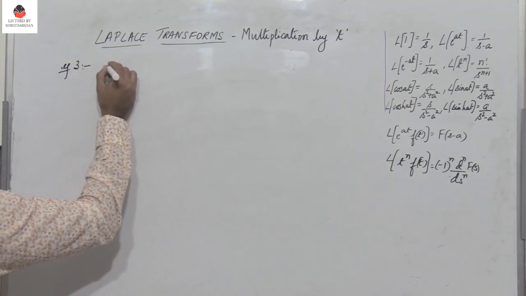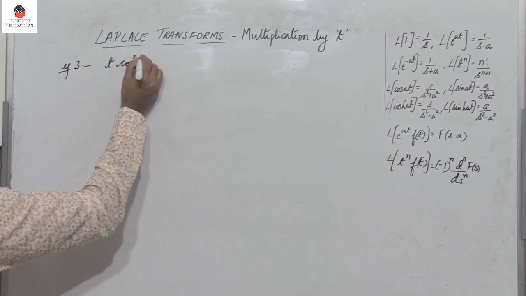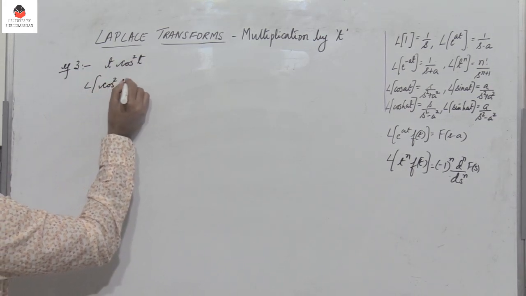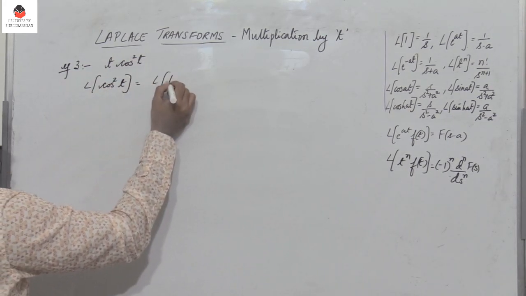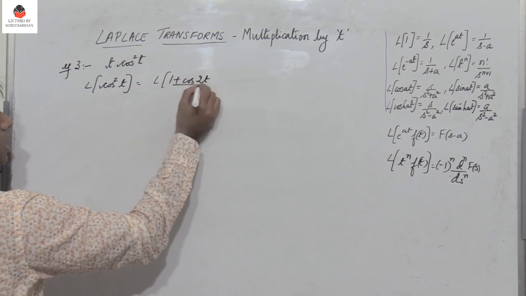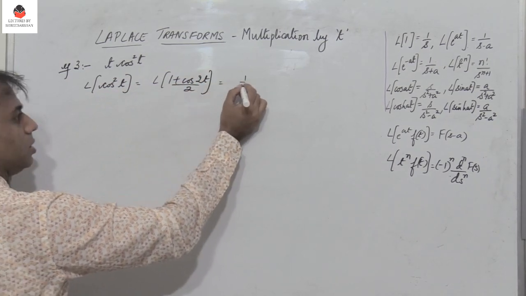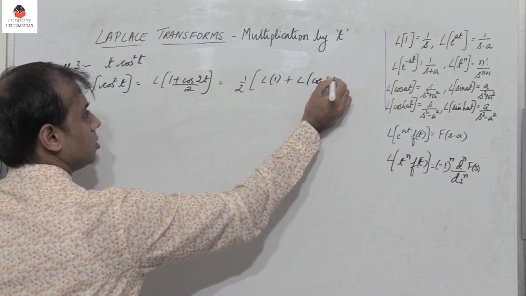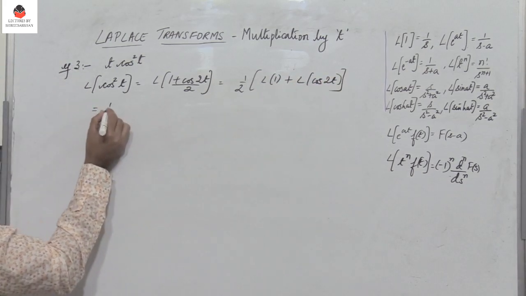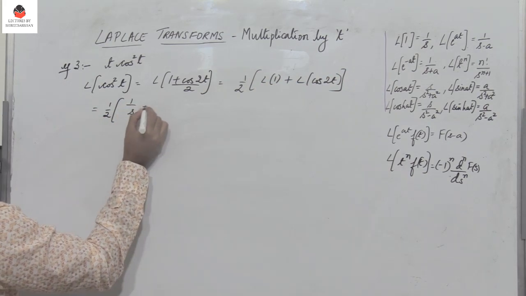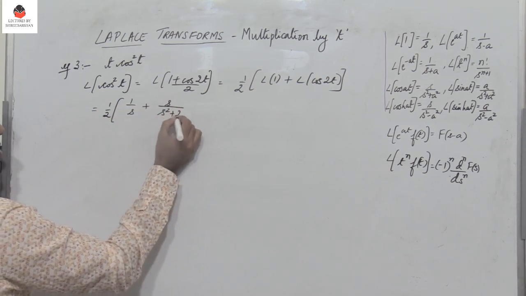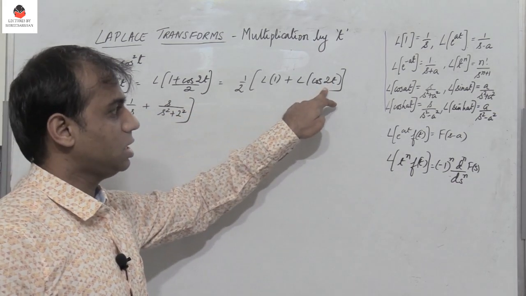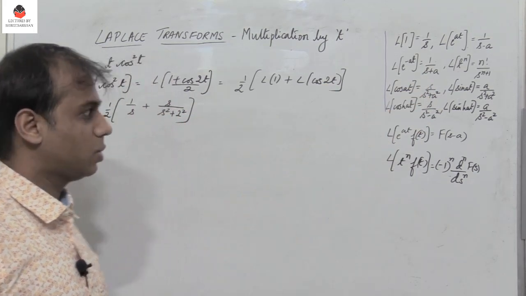Example 3, find the Laplace transform of t cos square t. Right, so first find the Laplace transform of cos square t. So cos square t can be written as 1 plus cos 2t by 2. So I have 1 by 2 into, find the Laplace transform of 1 plus the Laplace transform of cos 2t. So this is 1 by 2 into 1 by s plus s divided by s square plus 2 square. Right? So we know that Laplace transform of cos 2t or cos at is s divided by s square plus a square.